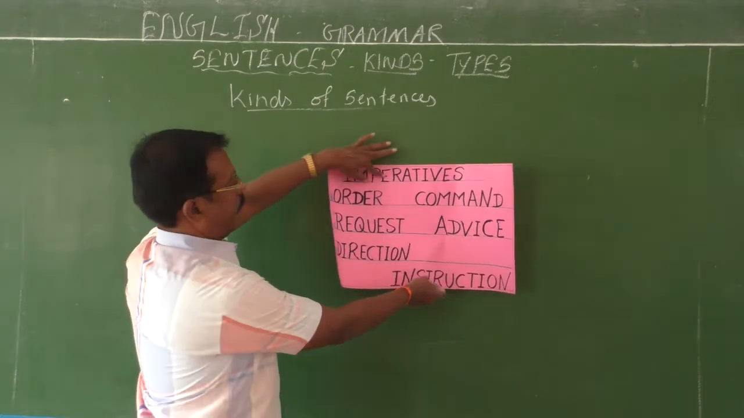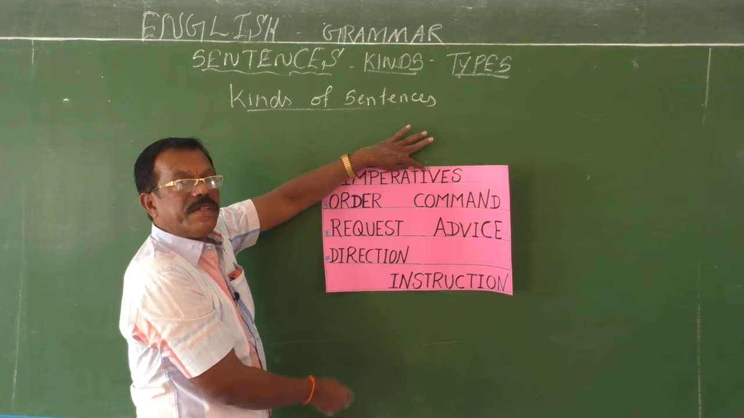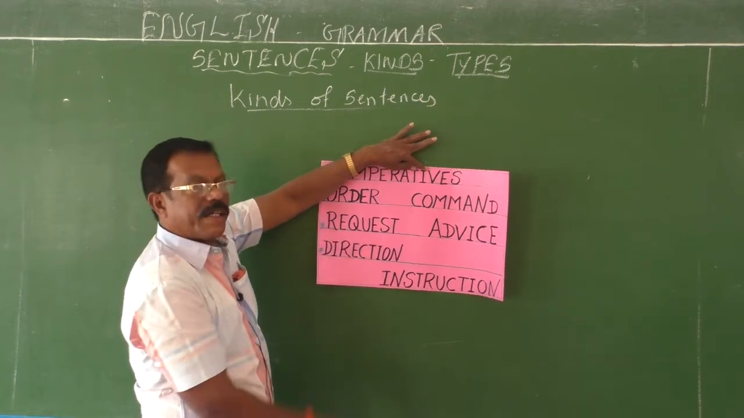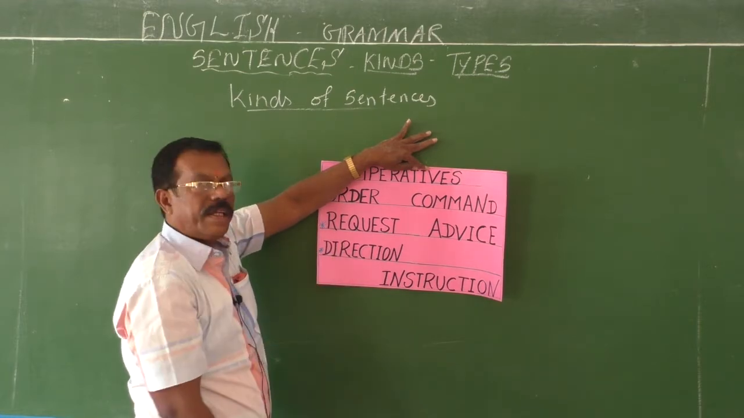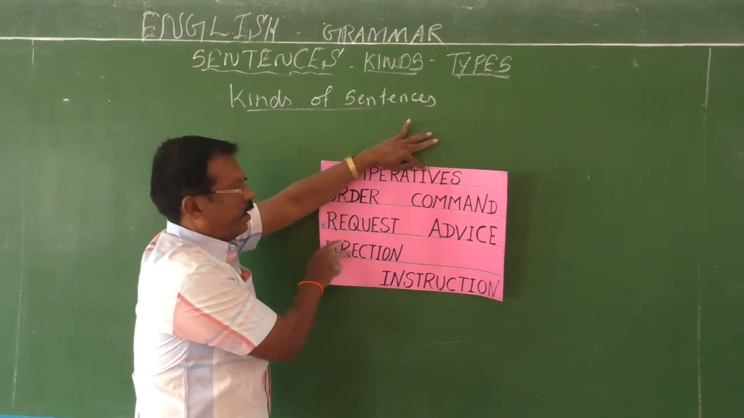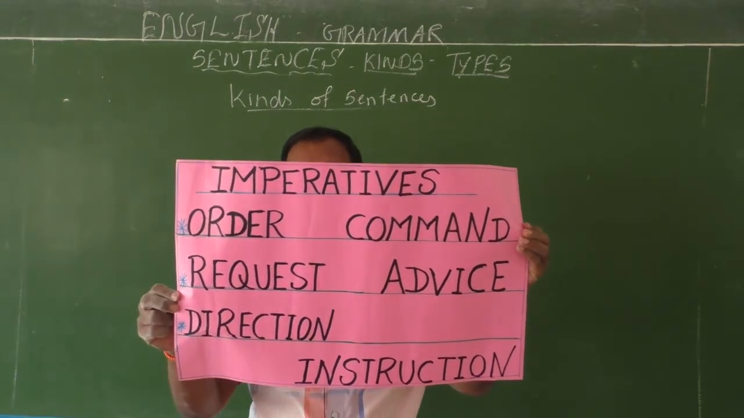Imperatives. An imperative may be an order. An imperative may be a command. An imperative may be a request. An imperative may be advice. An imperative may be direction. An imperative may be instruction. See, these are all the examples for imperative sentences.